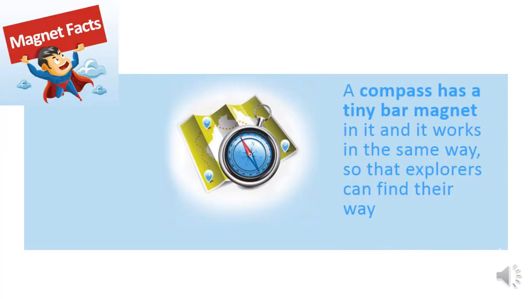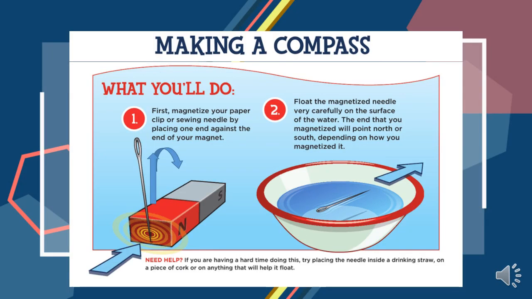Magnet fact again. A compass has a bar magnet in it, and it works in the same way, so that explorers can find their way. In this way they made the compass. So they rub the needle and they make a compass. Making a compass, it's so easy. Can I make it at home, teacher? Yes, you can. If you have a magnet, please do it and record it. Send it. I will count it as an activity.